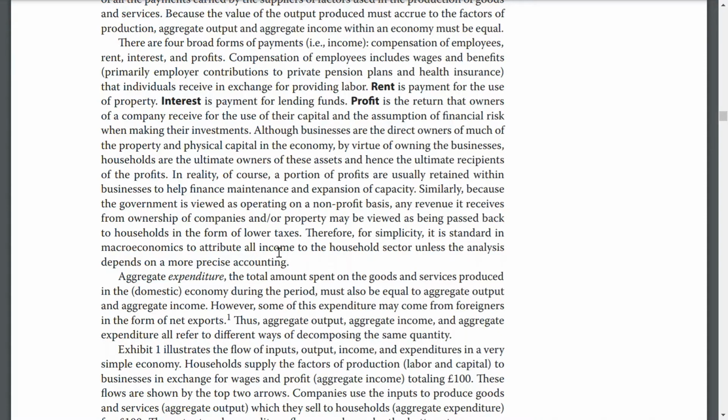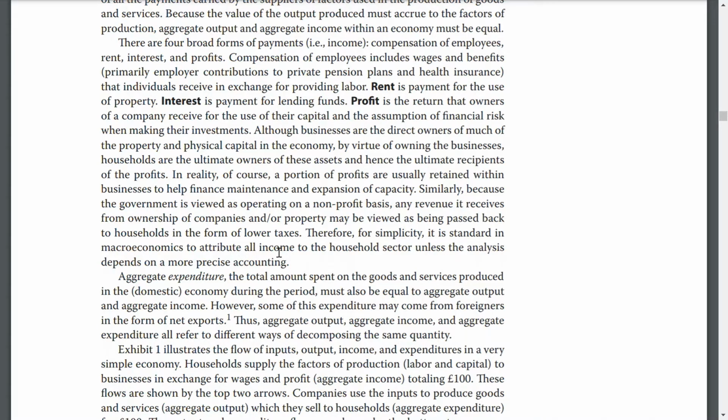maintenance and expansion of capacity. Similarly, because the government is viewed as operating on a non-profit basis, any revenue received from ownership of companies and/or property may be viewed as being passed back to households in the form of lower taxes. Therefore, for simplicity, it is standard in macroeconomics to attribute all income to the household sector unless the analysis depends on more precise accounting.